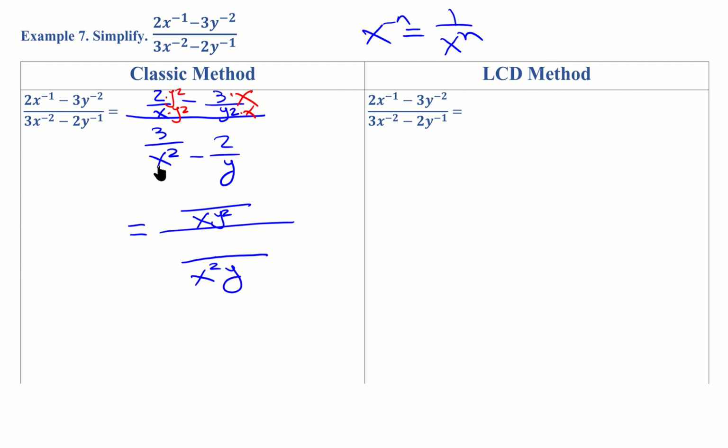So notice that here, to get x squared to become x squared y, you're going to have to multiply by y, which is what we'll do. And remember to also do the same on the top. To make the y into x squared y squared, we're going to have to multiply it by x squared. And we'll do that here too. So now let's see what's left. On the top here, we get 2y squared minus 3x, right? Down here, we get 3y minus 2x squared.